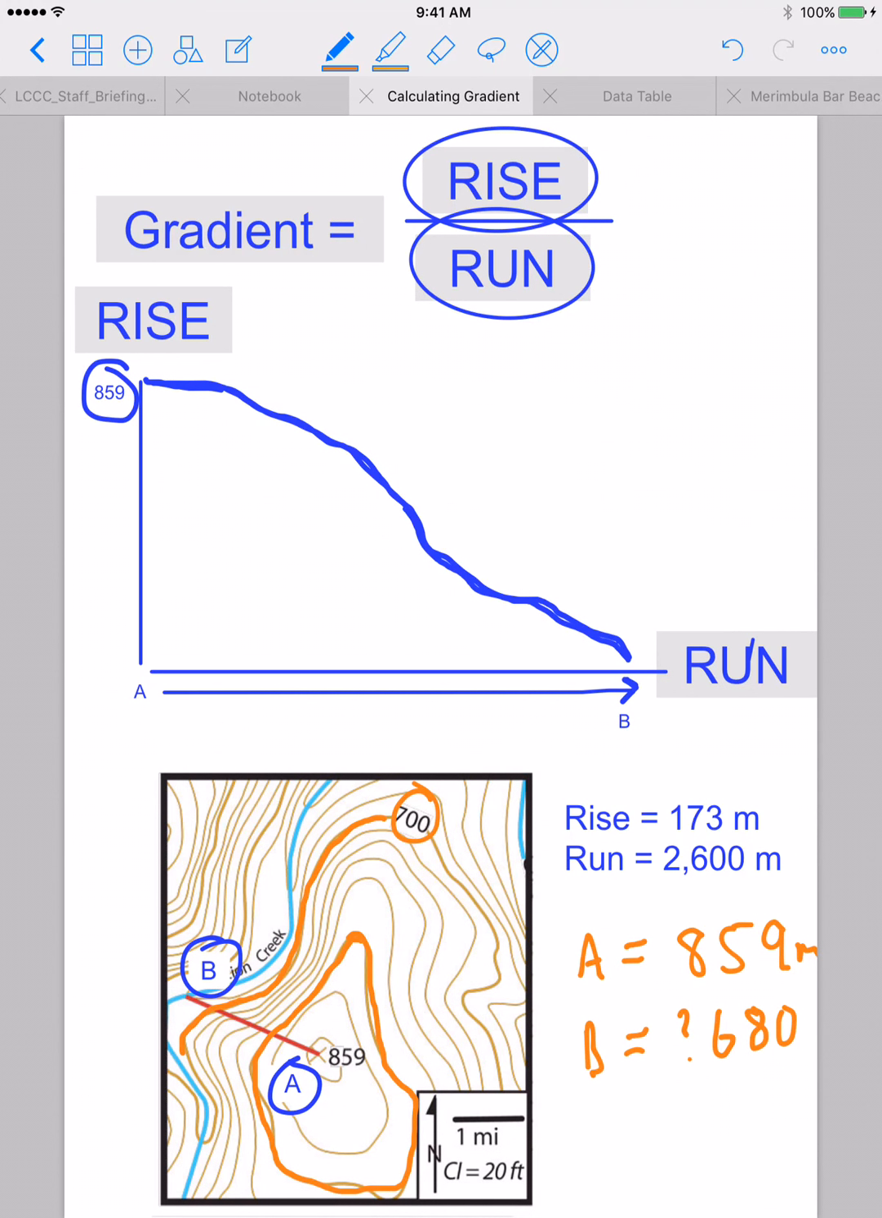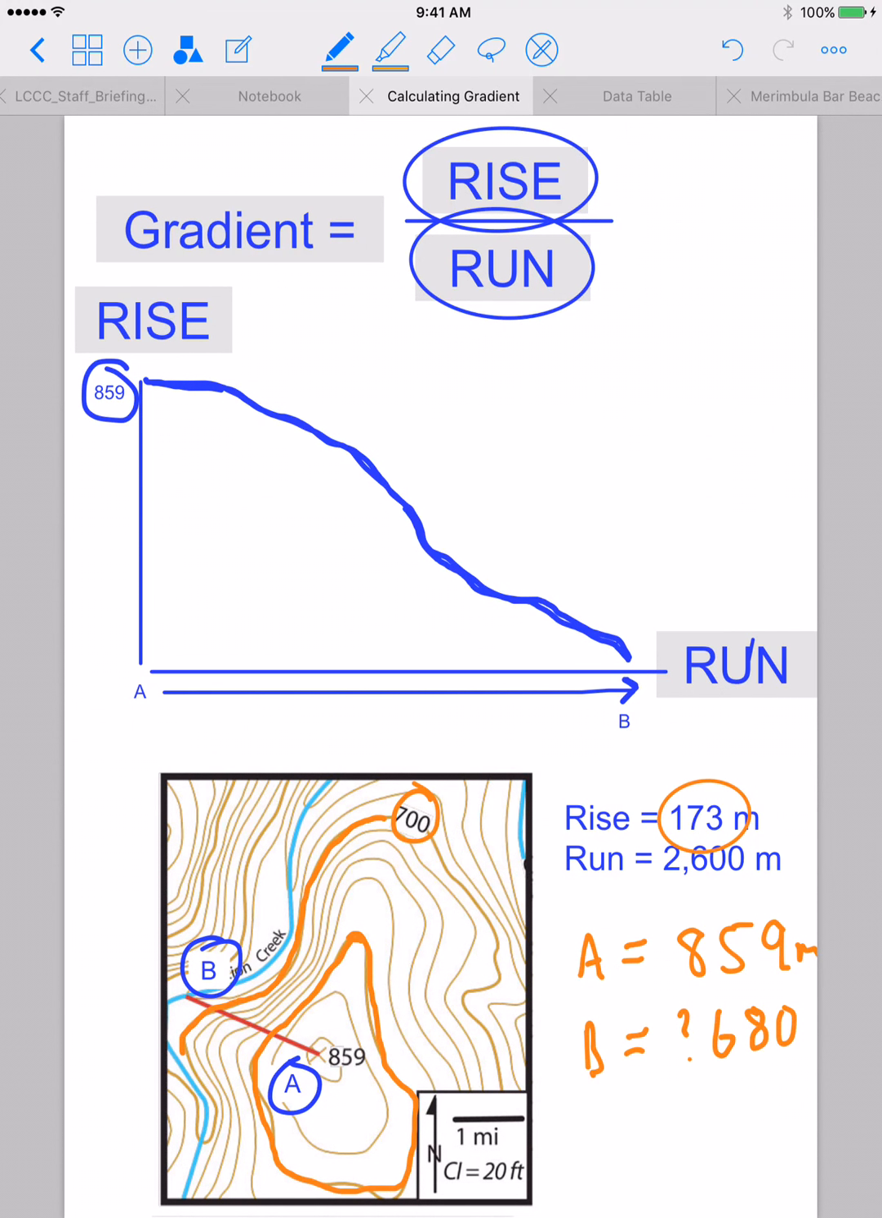The third step in calculating the rise is to subtract A from B to work out the height. This leaves us with 173 metres that you would either descend or ascend if you walked along that red line.